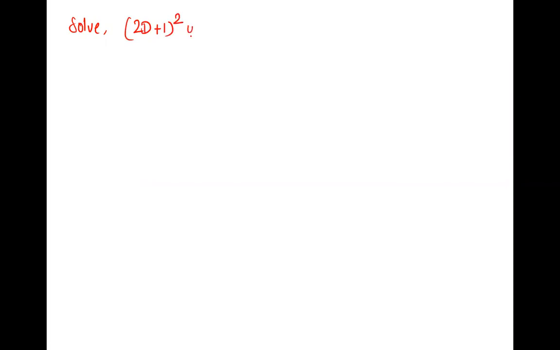(2D + 1)² y = 4 e raised to minus x by 2.